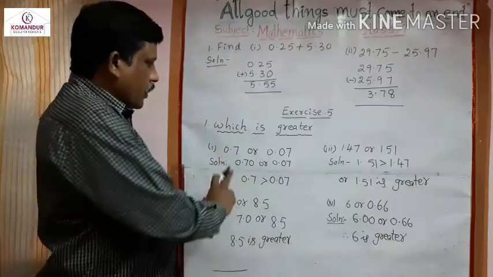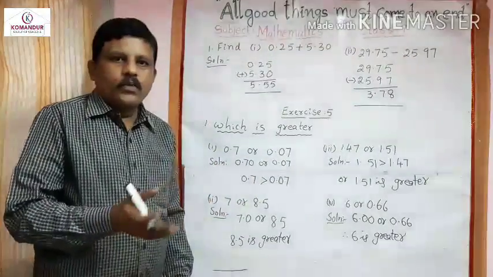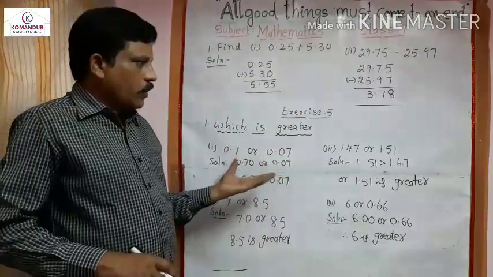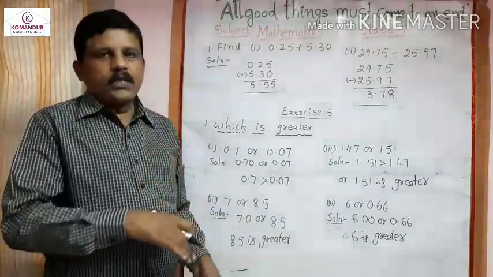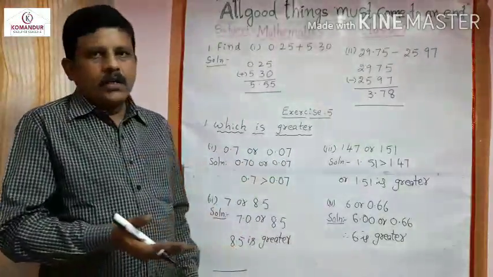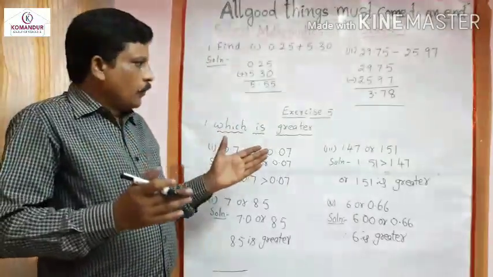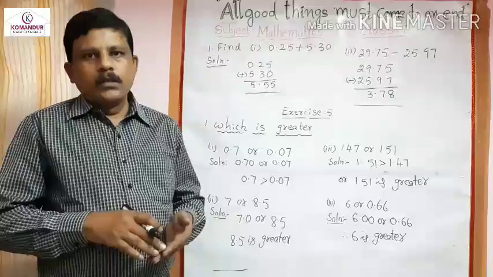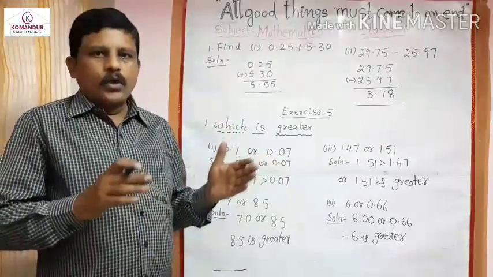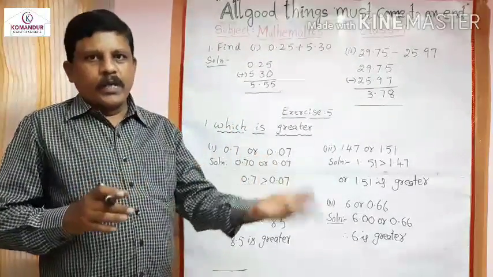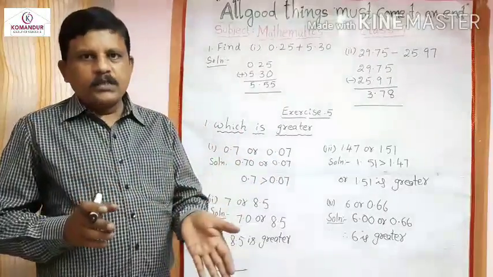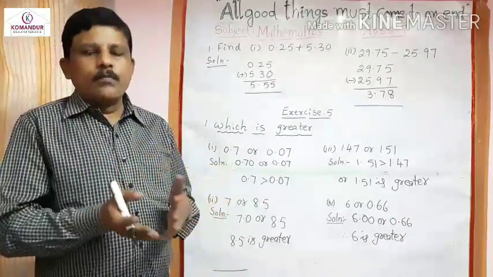So first convert into like decimals, then we can easily say which is greater, whether 2 numbers, 3 numbers or 4 numbers are given. Suppose 4 decimal numbers are given and they ask to arrange in ascending order. We know what ascending is, small to big. So we will convert the decimal numbers into like decimals, then easily we can compare.